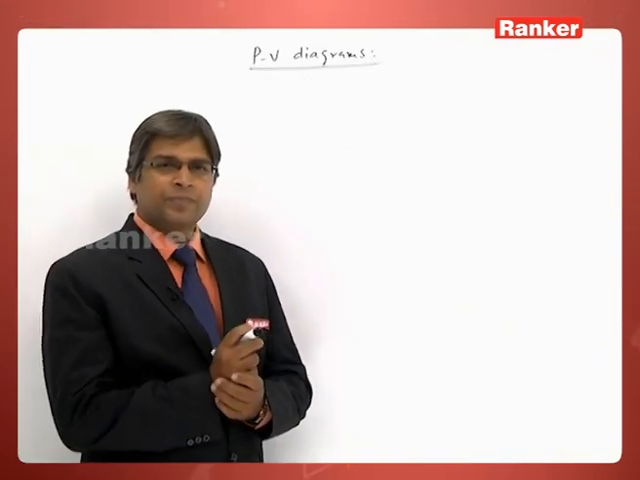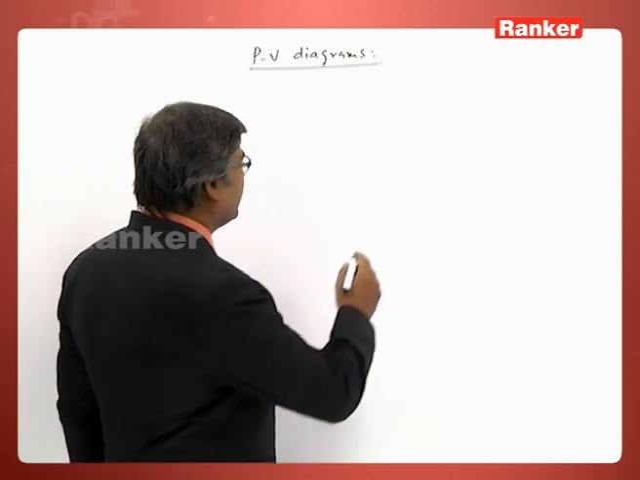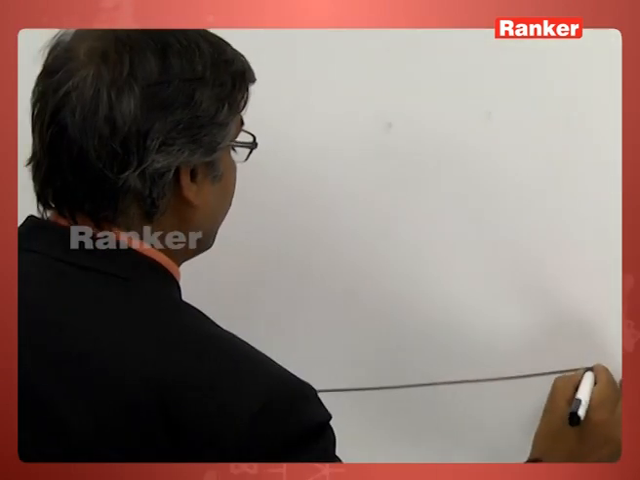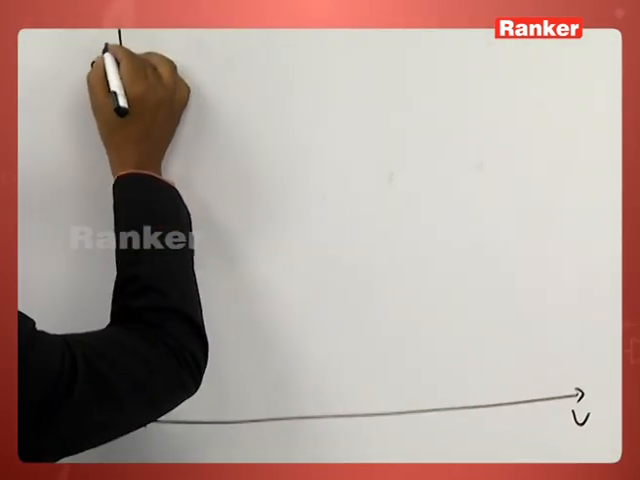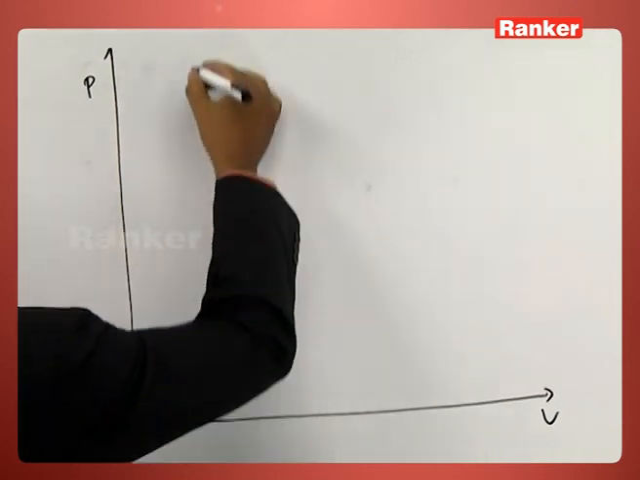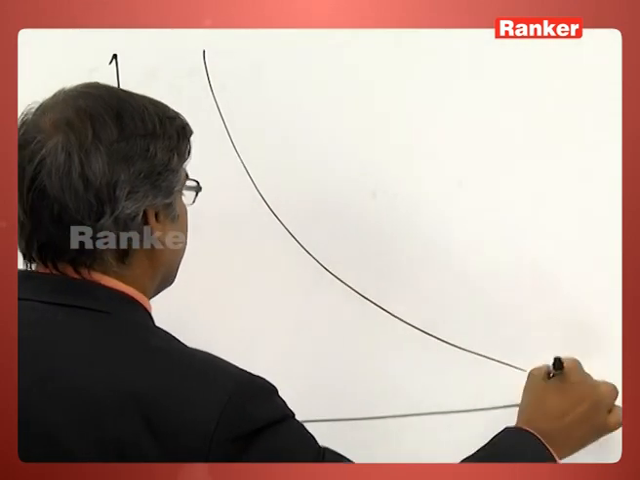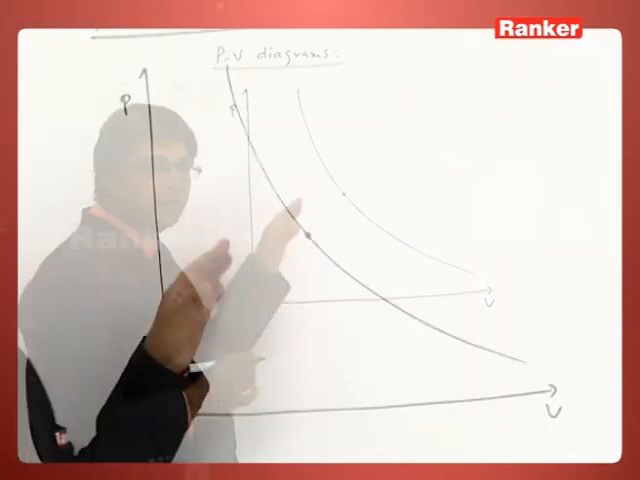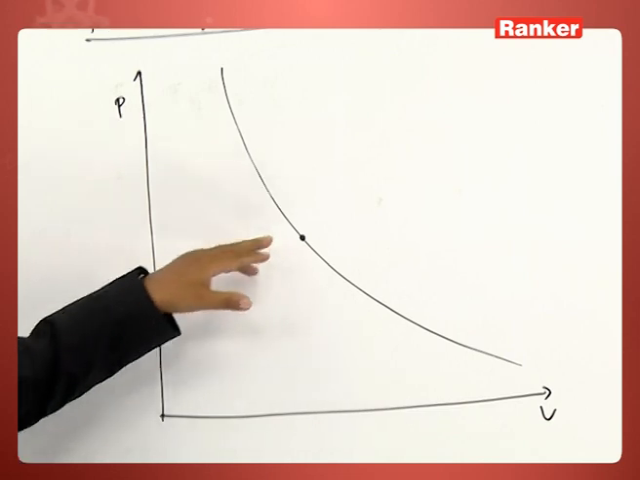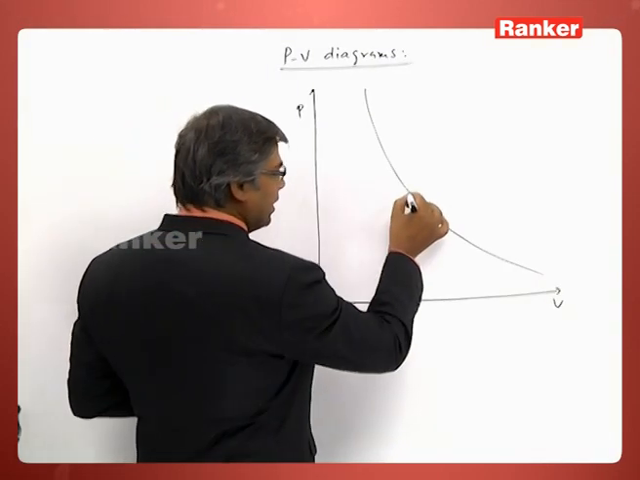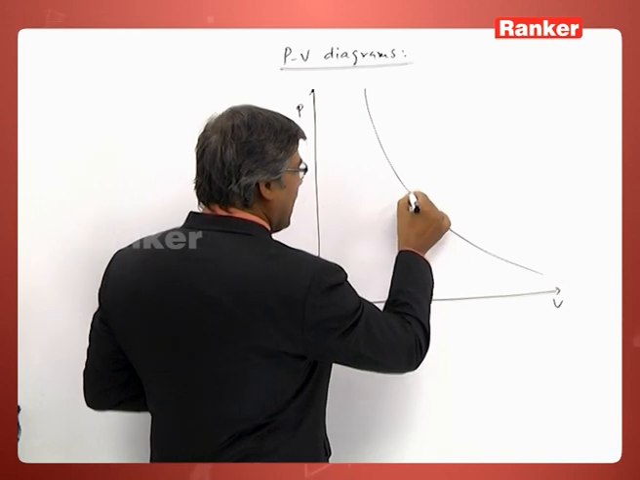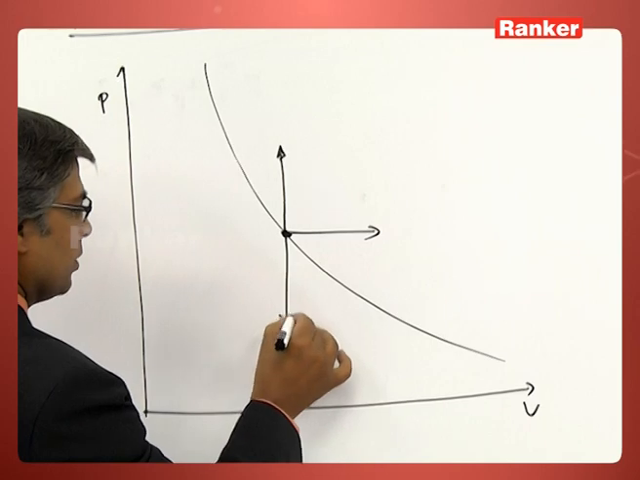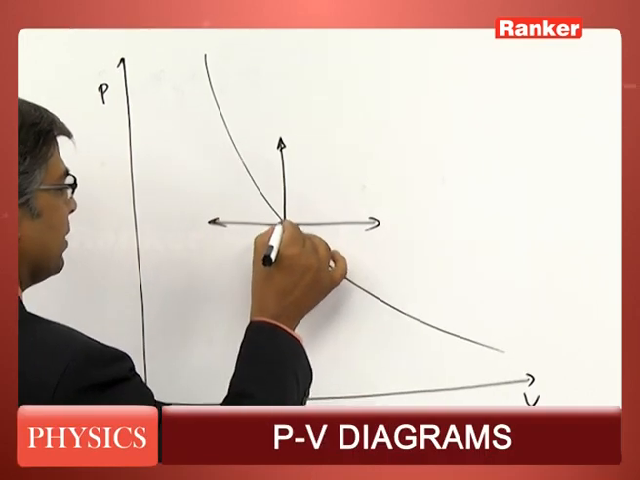Now let us see, we have a PV diagram and we have an isotherm like this. Here is the place where our gas is. The thermodynamic state of our gaseous system is here, and it goes through different processes. There are different ways in which it can be carried.